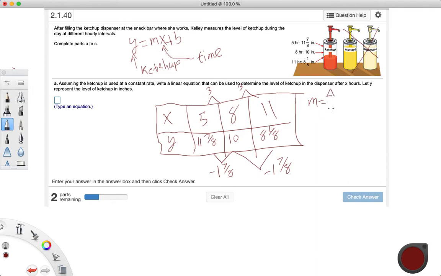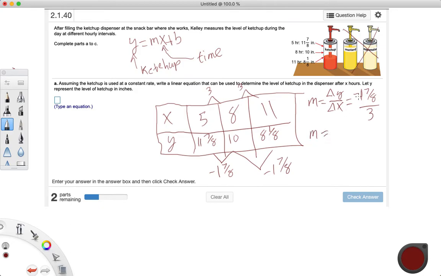Okay, so remember our slope is our change. I'm going to use what we call a delta. Our change in y, I don't know why triangles are deltas, but that represents change. So our change in y over our change in x, and our change in y is negative 1 and 7/8, and our change in x is 3. So every 3 hours we lose 1 and 7/8 inches on the ketchup ruler or something. That's a pretty ugly fraction. Let's get it into a unit rate, so we're doing per hour.